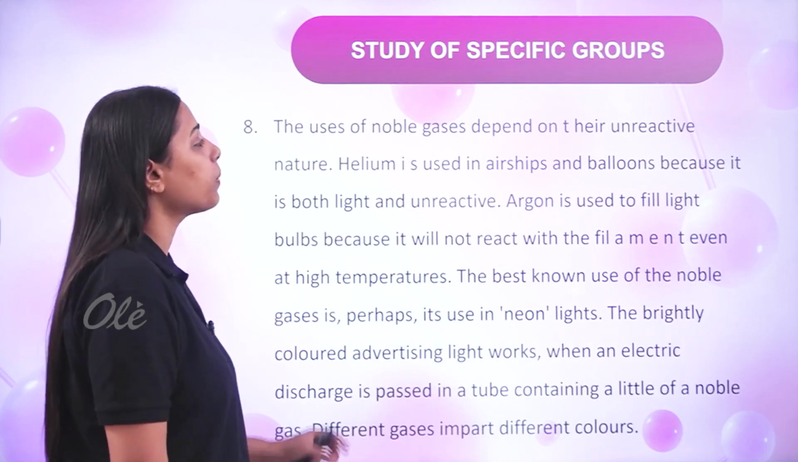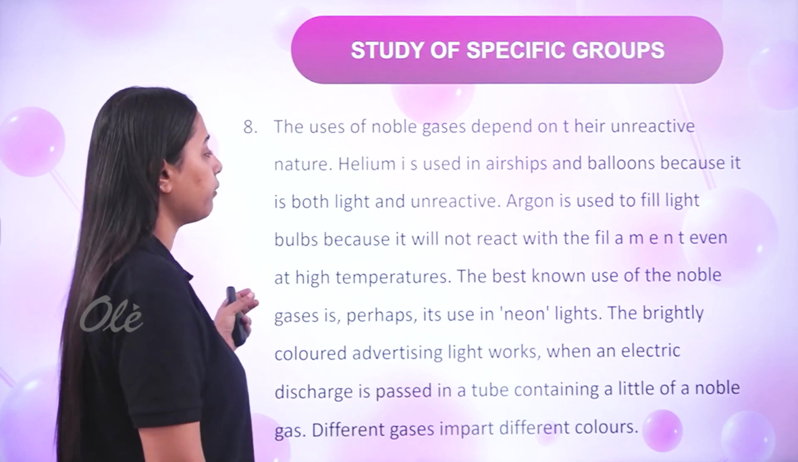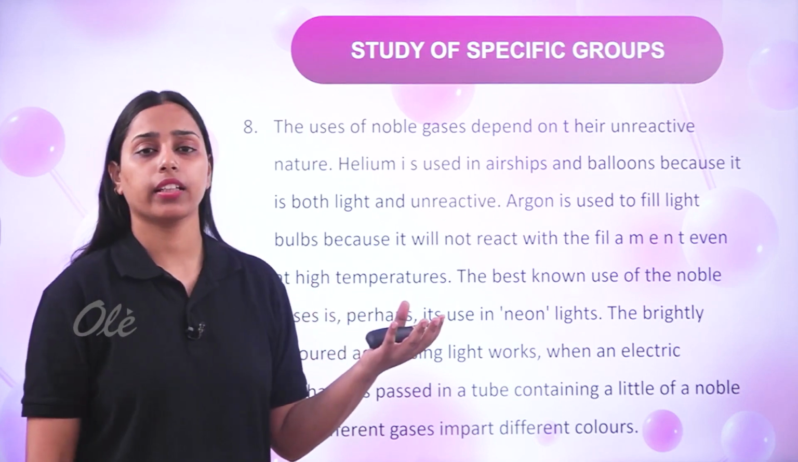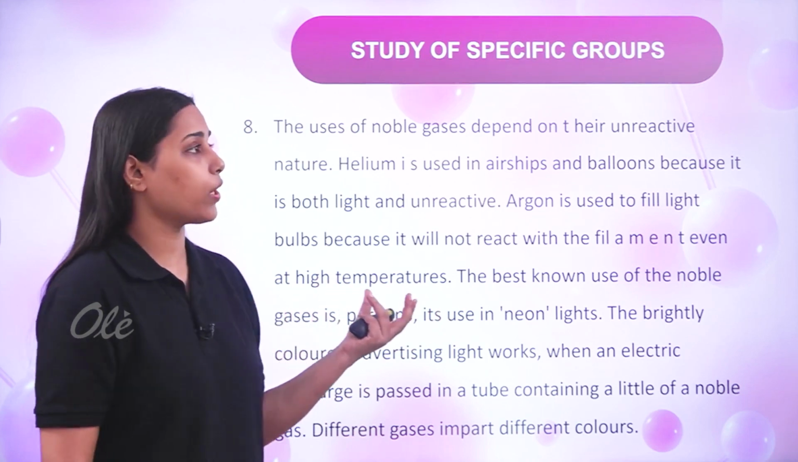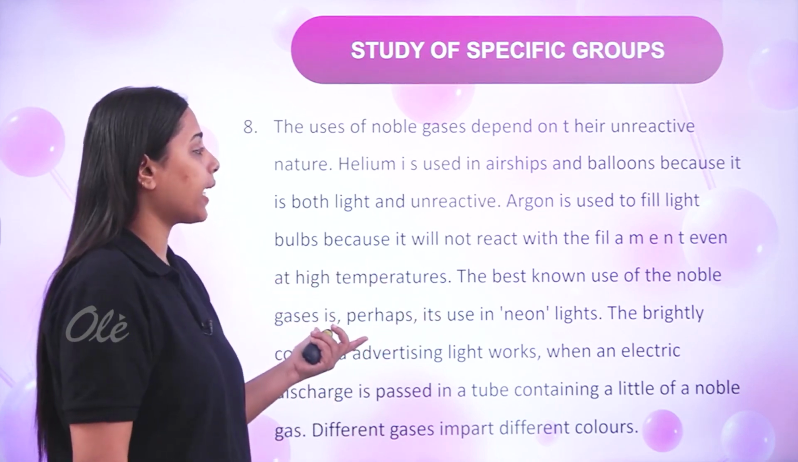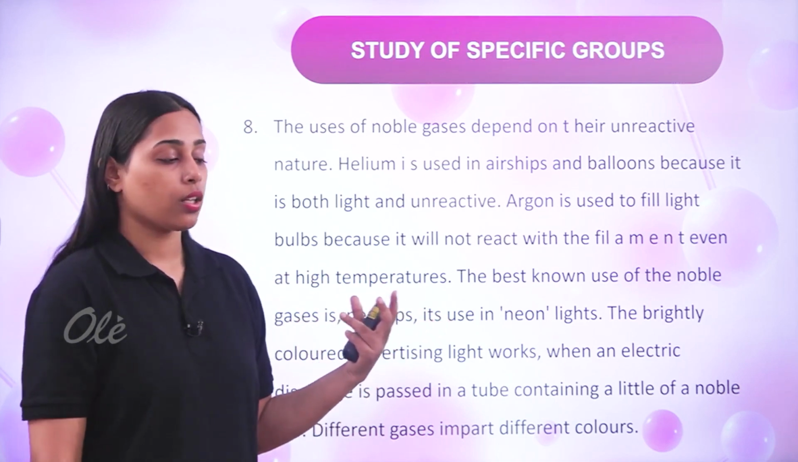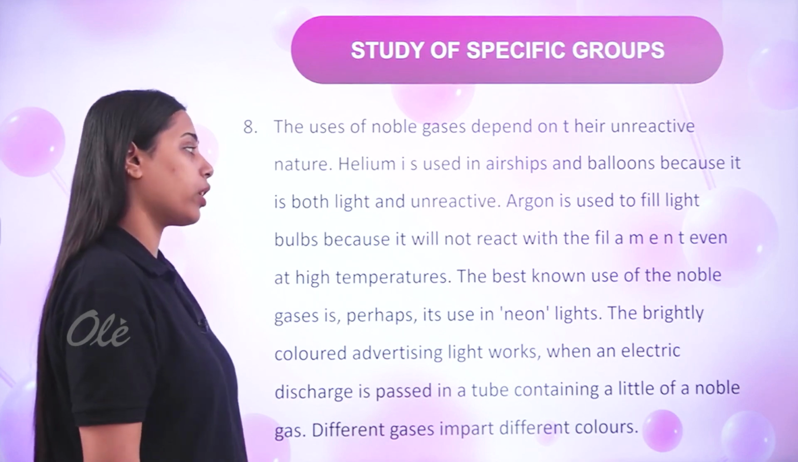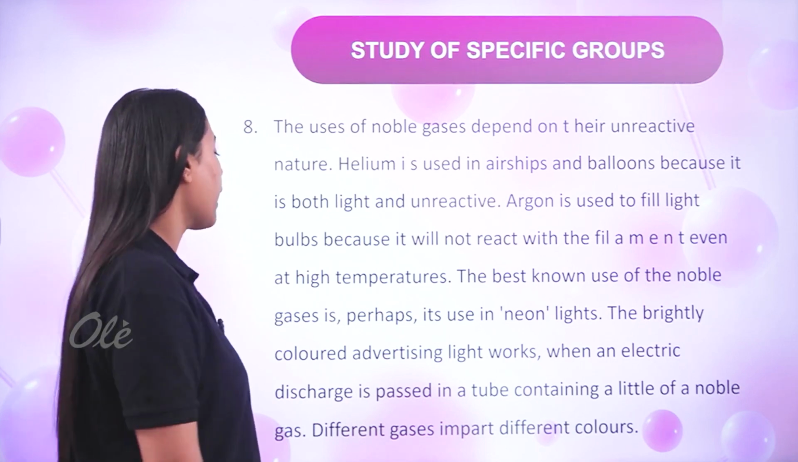The uses of noble gases depend on their unreactive nature. Helium is used in airships and balloons because it is unreactive, so it is used in places where reactivity is not required. It is both light and unreactive, so it will not cause combustion. Argon is used to fill light bulbs because it will not react with the tungsten filament at high temperature.